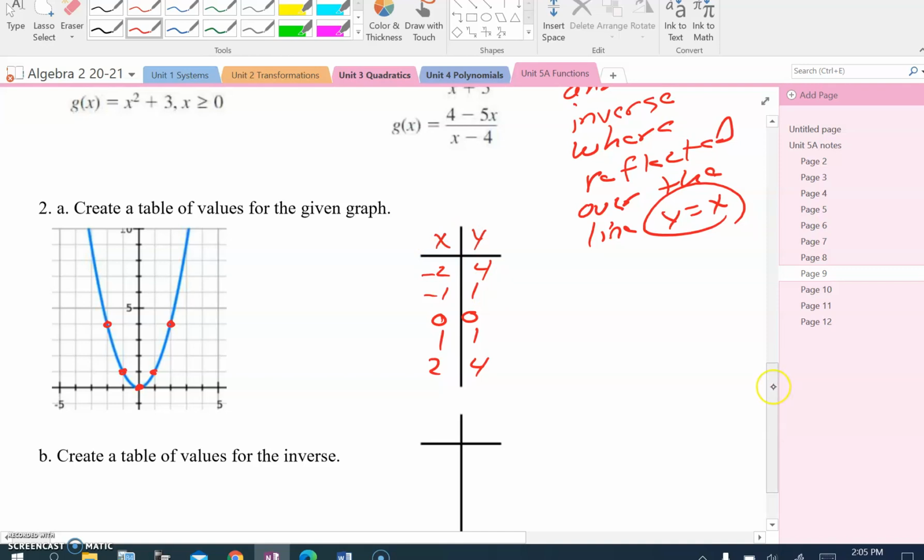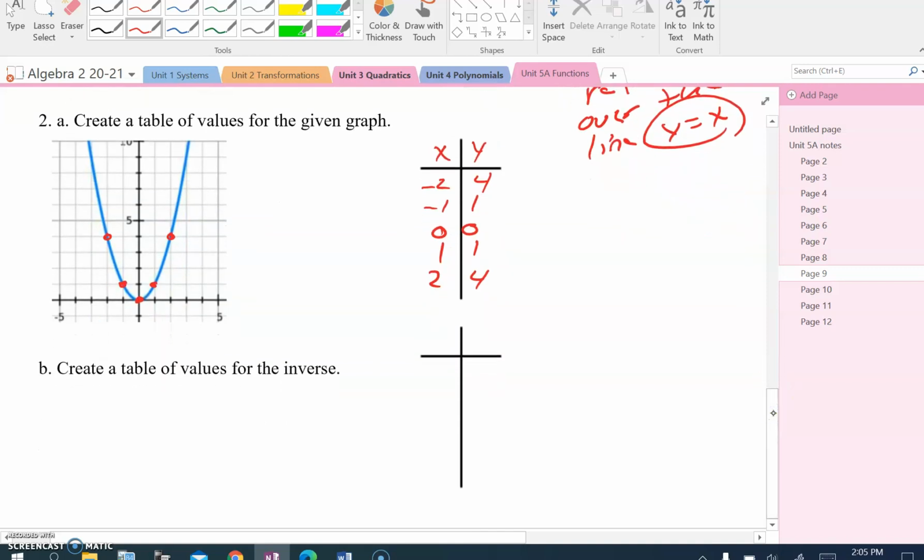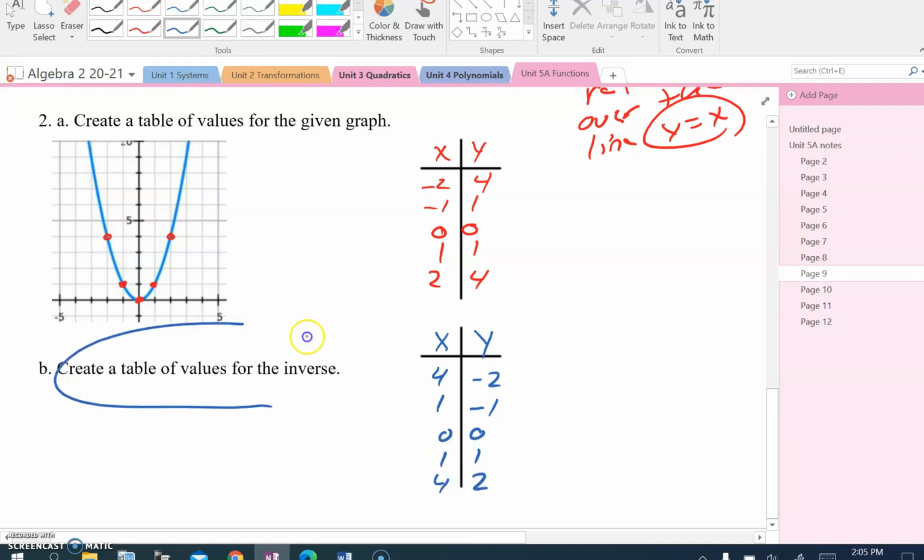Okay, so let's create a new table. And again, from geometry, I know that if I want to reflect over the line y equals x, then I just switch the coordinates. All right, so I'm going to go 4, negative 2, 1, negative 1, 0, 0, flip to 0, 0. All right, and then 1, 1, flip to 1, 1, and 4, 2. Okay, we did that. So I think those are inverses because I think inverses, graph speaking, reflect the graph over the line y equals x.